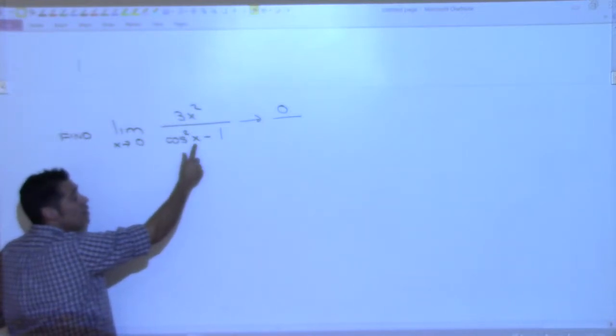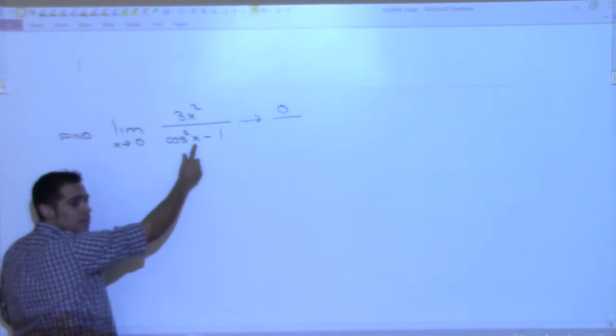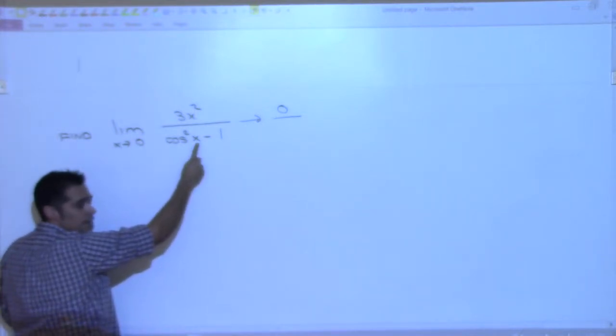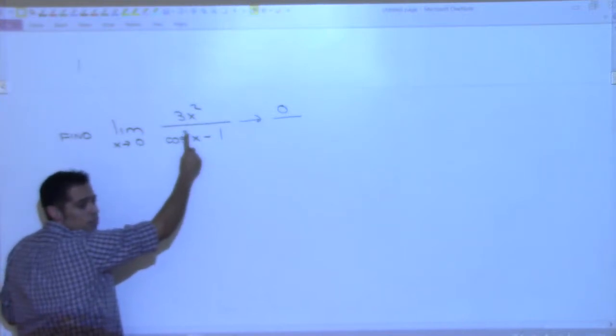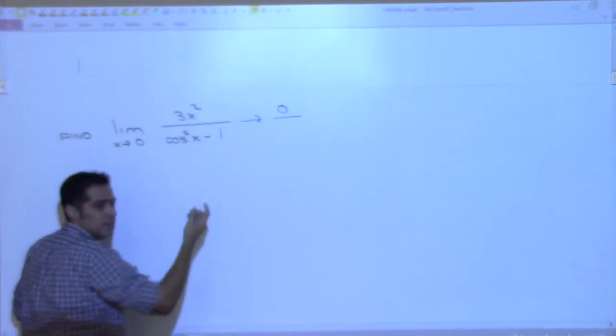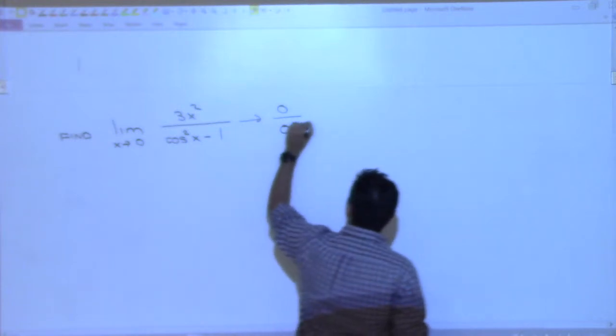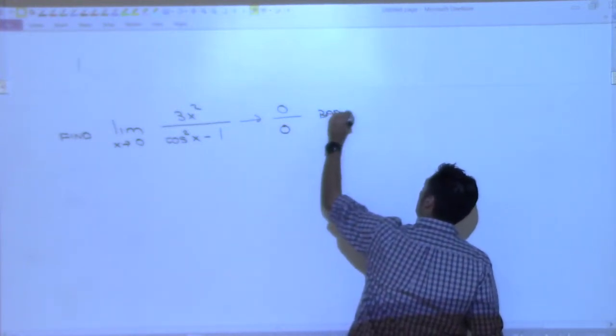All right, so what is cosine of 0? 1. Okay, so if you don't know that, you need to make sure that you get very comfortable with all those trig functions at the common angles, especially at 0. All right, cosine of 0 is 1. 1 squared is 1. 1 minus 1 is 0. So we have 0 over 0. That's bad. We got to do some algebra, right? Some sort of algebra.